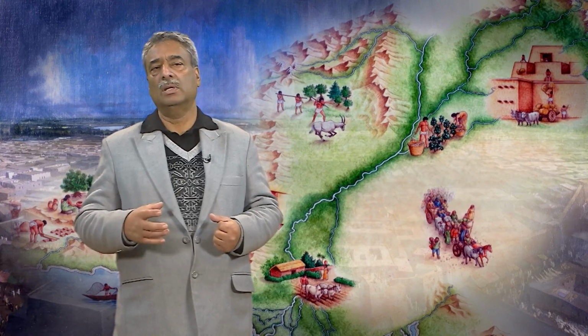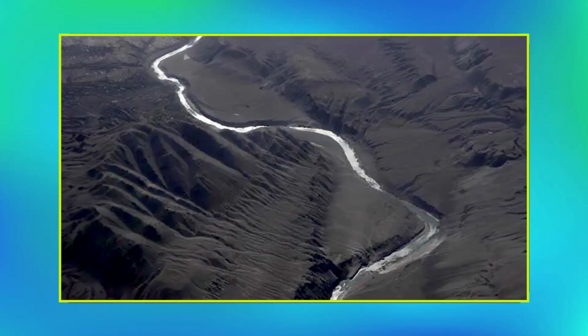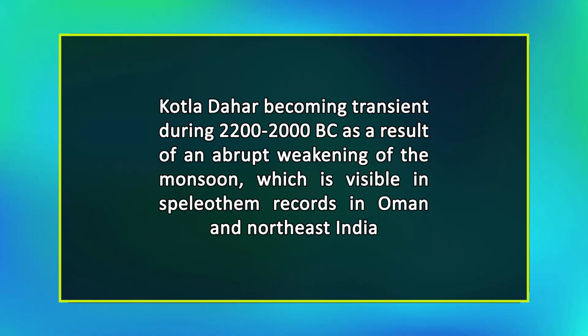The Indus civilization was situated close to a deep lake, Kotla Dahar, which would have been primarily fed by the monsoon. The lake showed evidence of two dramatic decreases in monsoon rainfall and a progressive lowering of the lake level. The second of these shows Kotla Dahar becoming transient during 2200 to 2000 BC as a result of an abrupt weakening of the monsoon, which is visible in speleothem records in Oman and northeast India.